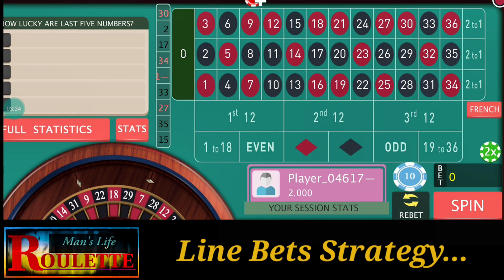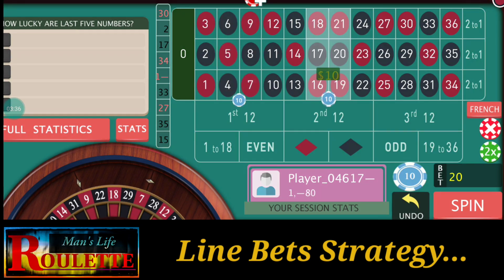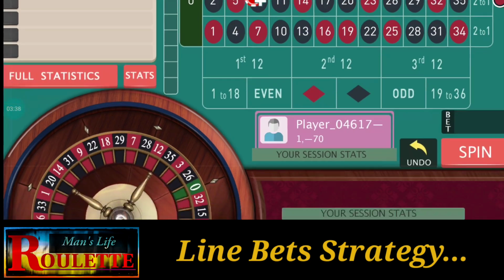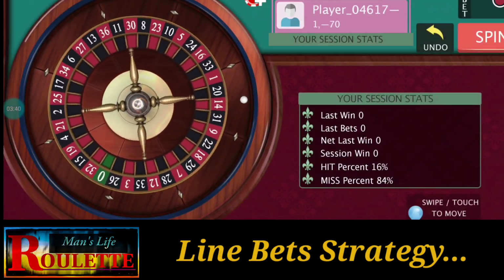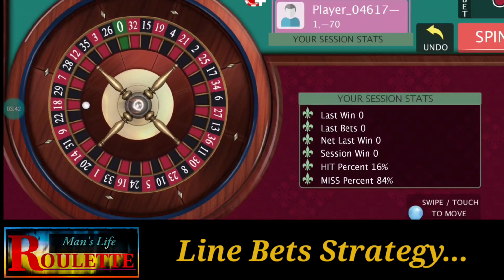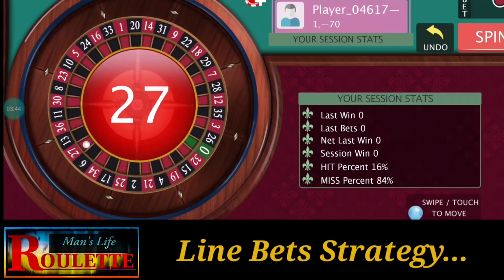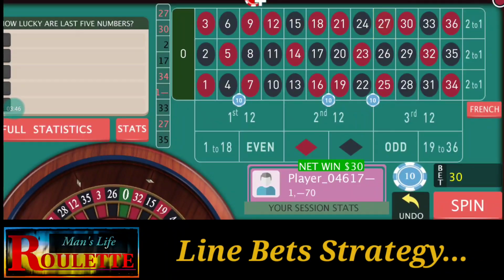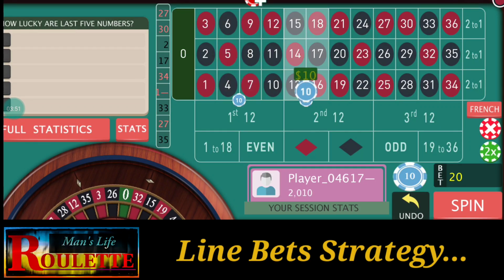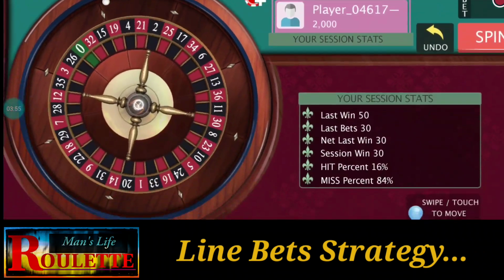So let's begin. 3 double lines. Any of the 3 positions is not important. Only the amount is important, because no one knows where the ball will land. So this time I win here. So what I will do, I will not increase the bets. I will just simply go with random 3 double lines.